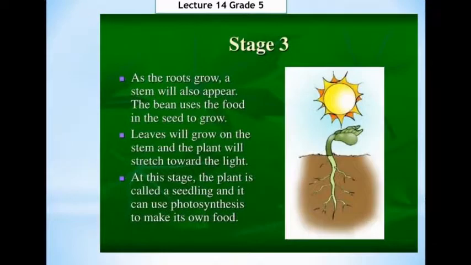In the third stage, as the root grows, a stem will also appear. The bean uses the food in the seed to grow. Leaves will grow on the stem and the plant will stretch towards the light. You can see this in this picture. At this stage, the plant is called a seedling and it can use photosynthesis to make its own food.